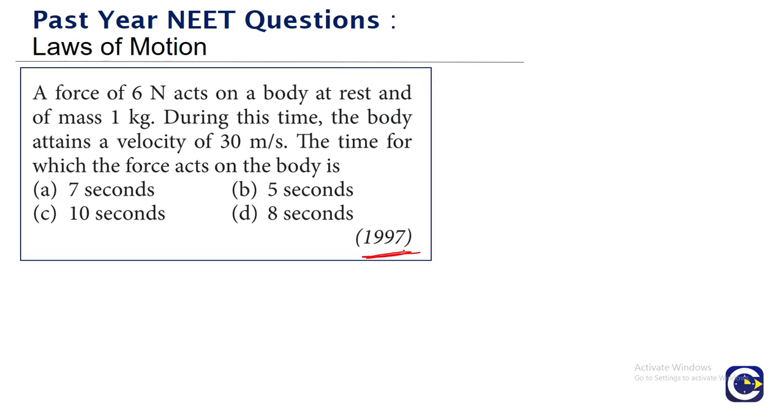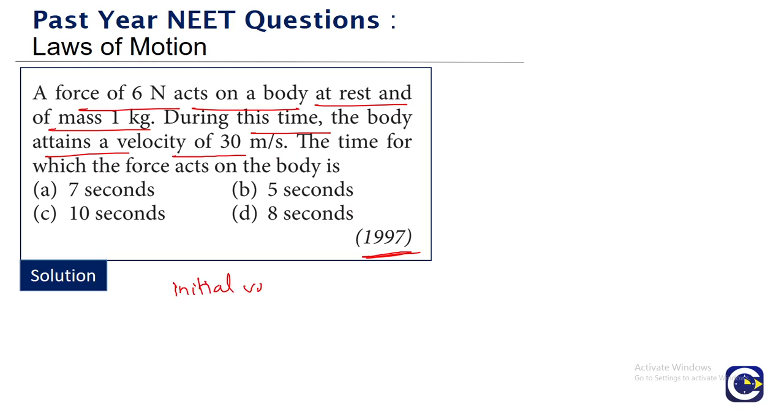There is another question, straightforward. 1997, this question has come. A force of 6 Newton acts on a body which is at rest, mass 1 kg. During this time, the body attains a velocity of 30 meter per second. So what is the initial velocity? Initial velocity is 0. Final velocity we are looking at is 30 meter per second. The time for which the force is acting on the body.